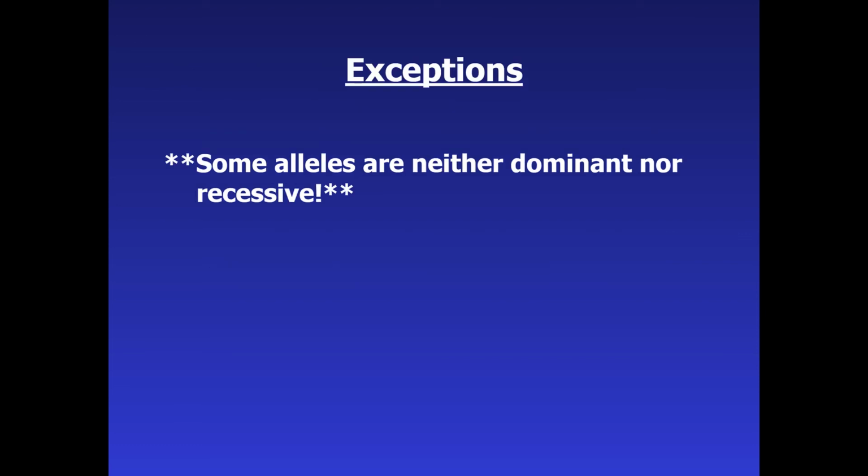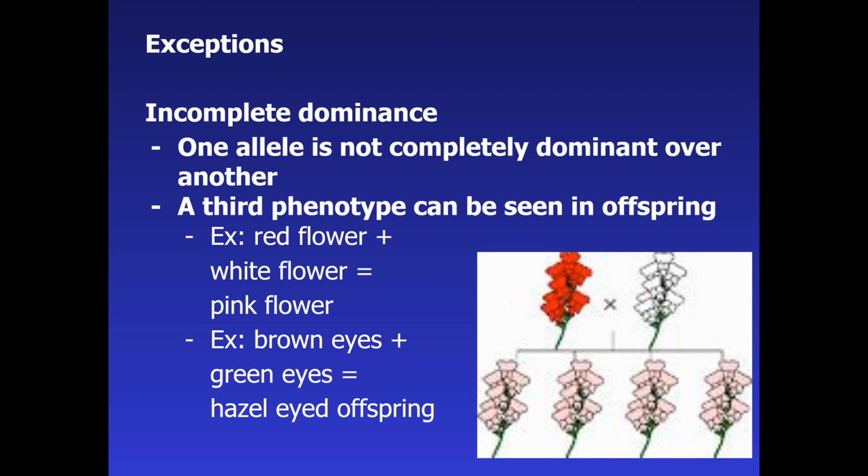There are some exceptions to these rules of dominant and recessive. Some alleles are neither dominant nor recessive. So we're going to actually talk about how that could happen. One exception is incomplete dominance. In incomplete dominance, one allele is not completely dominant over the other.